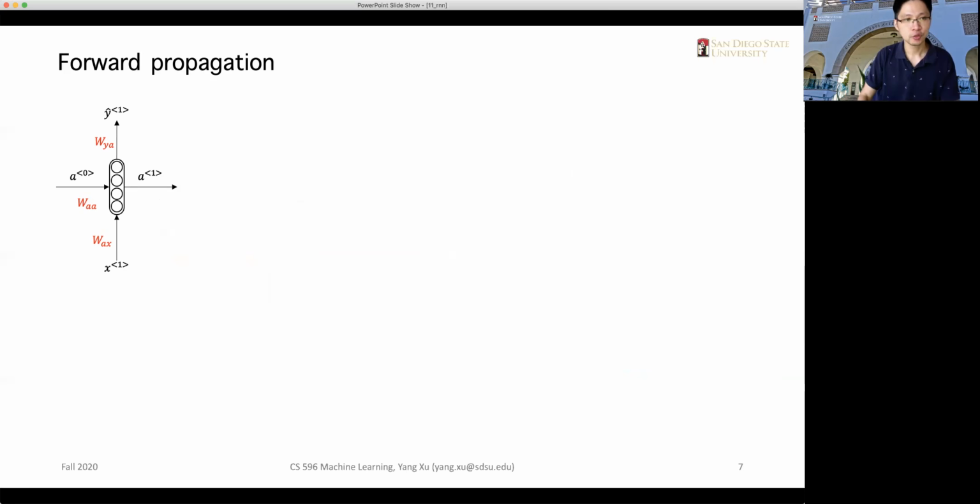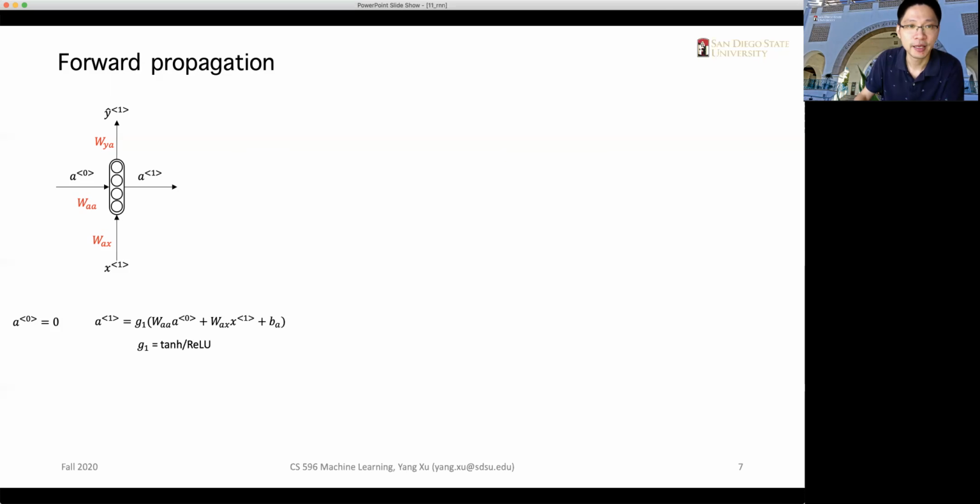Okay, so when we compute the output for the first time step, y hat 1, we need to use A0. Remember that we need to initialize A0 to all zeros because we don't have any context information in the first time step. And A1 is something we need to compute at this step.